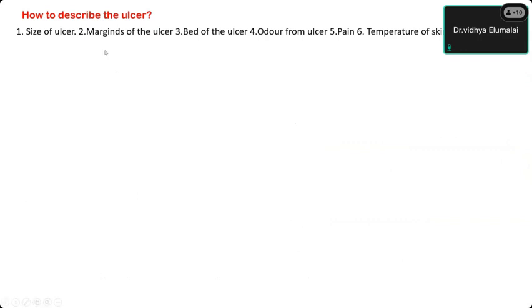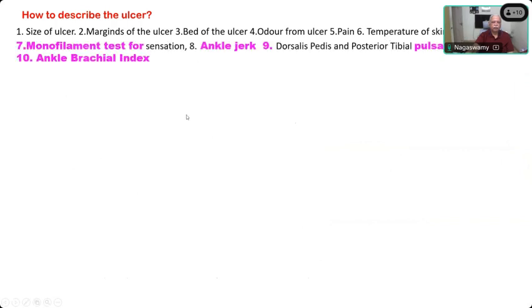epithelium. No. Whenever you describe the ulcer in the surgical side presentation, what are all the things you say about the ulcer? Size, height, extension, shape, margins, bed of ulcer, odor from the ulcer, pain and temperature of the skin. Okay? So these are all the things that you have to declare.